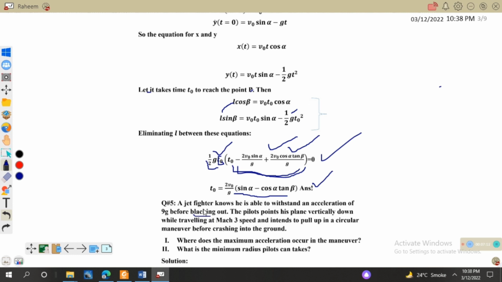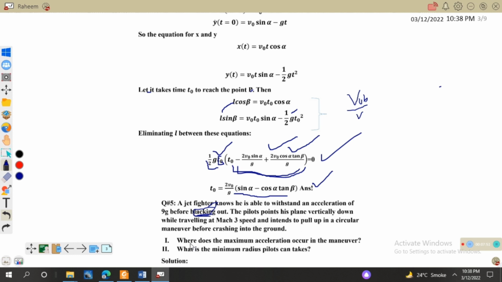In blacking out, when a person feels a much greater acceleration than g, all the blood of the body moves toward the brain. It means he feels a sense of blacking out, meaning he becomes senseless. And Mach 3 speed, Mach is the ratio of the velocity of the object to the velocity of sound.